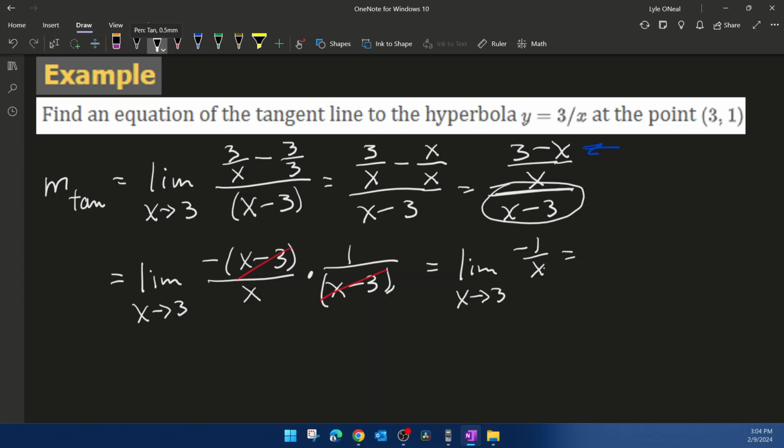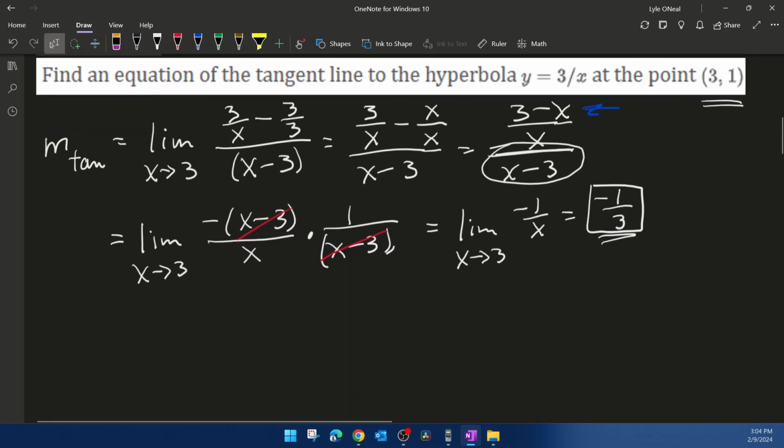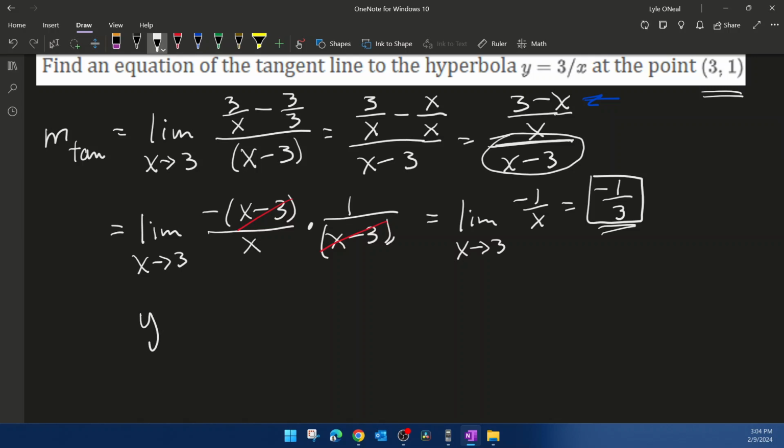And now we can calculate the limit with evaluation, and we can see the slope of the tangent would be negative 1/3. If I have a point and the slope, I can use point slope form. So that's going to give us y minus y1 equals m, x minus x1. And then we probably want to put that into slope-intercept form, so we're going to distribute the negative 1/3 and move the negative 1 over.